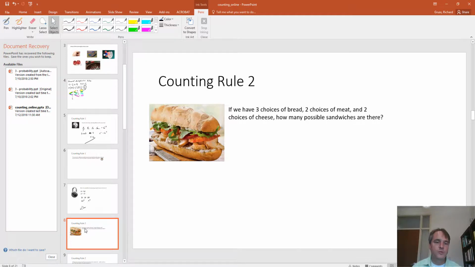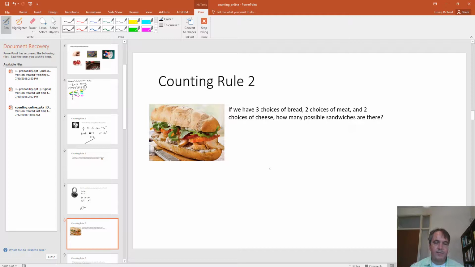So counting rule 2 is designed to help you deal with situations like this. So let's say we're going into Subway and we're trying to put together a sandwich. And we've got 3 choices of bread, 2 choices of meat, and 2 choices of cheese. How many possible sandwiches are there?